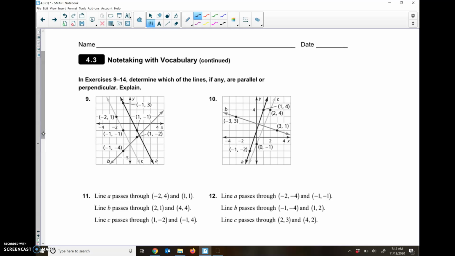So the last video had everything on the note packet except for page 110, where it starts talking about these perpendicular lines. And here it actually asks us if they're parallel or perpendicular. So here, if we look at lines, we have line A, B, and C.